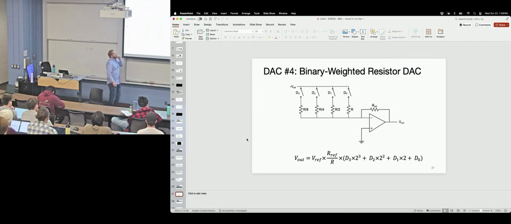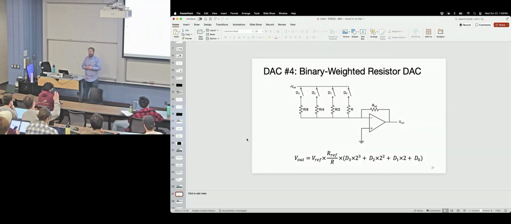I wouldn't ask you in a test question, hey, design me this particular op amp structure or DAC structure, but I might say, what are the trade-offs between these? Or you're given these requirements, which one would be the best one to use? Yeah.